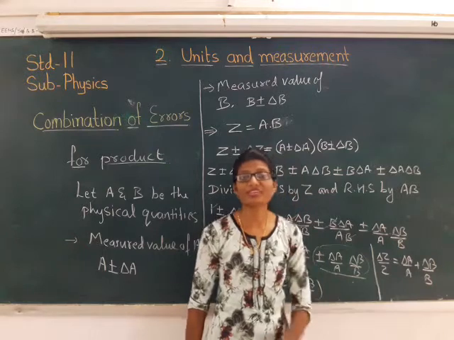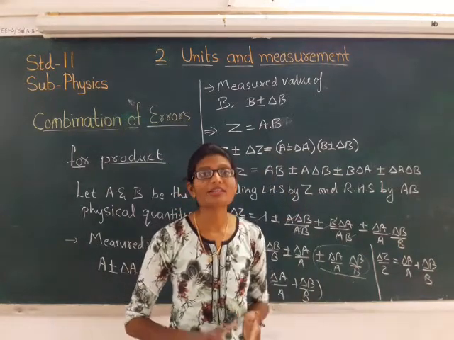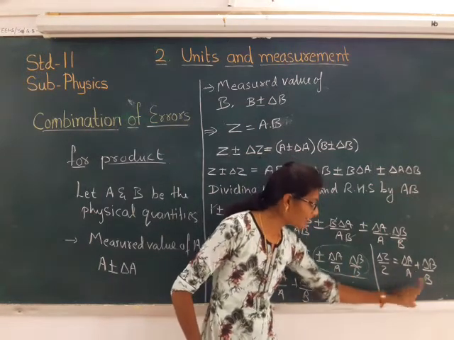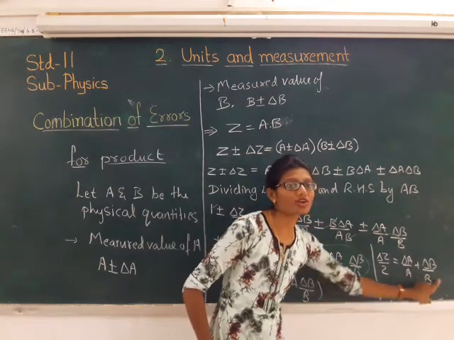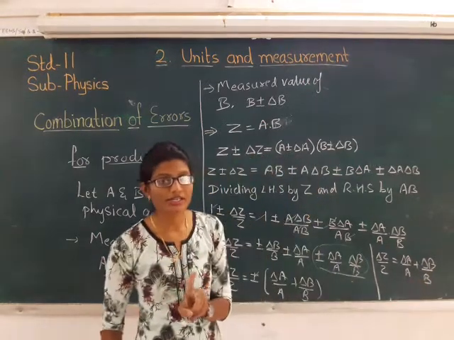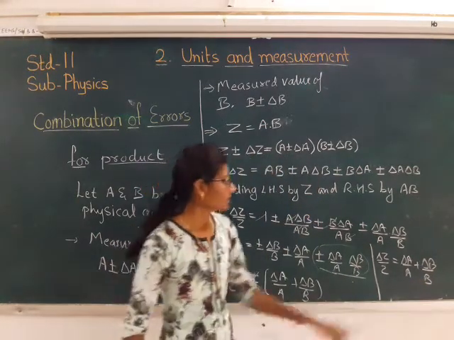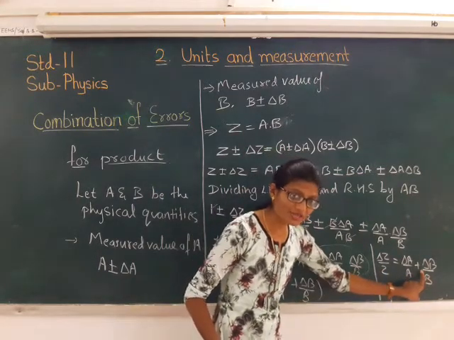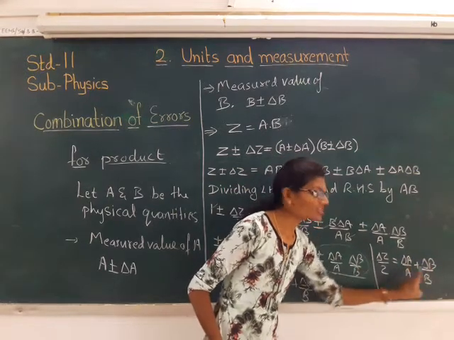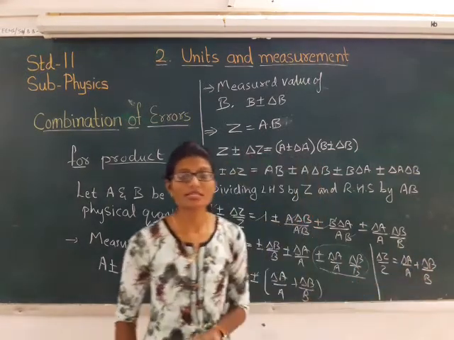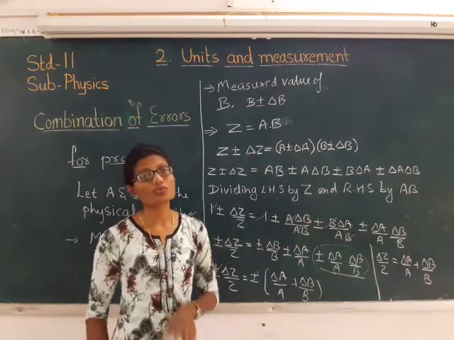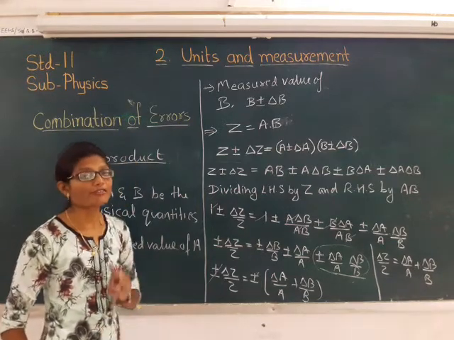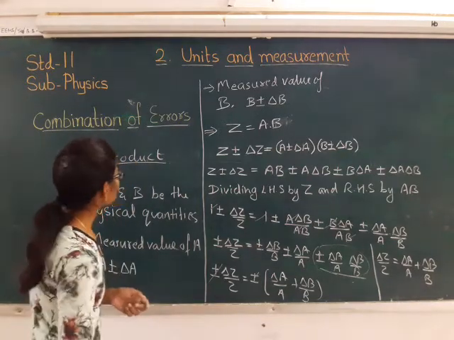From this equation we can write that the relative error in the result is equal to the summation of relative error in the individual quantities. When two physical quantities are multiplied, then the relative error in the result is equal to the summation of relative error of the individual quantities. This is the rule for finding the error for the product of two physical quantities, the combination of error when two physical quantities are multiplied.